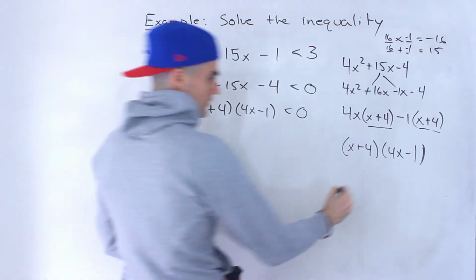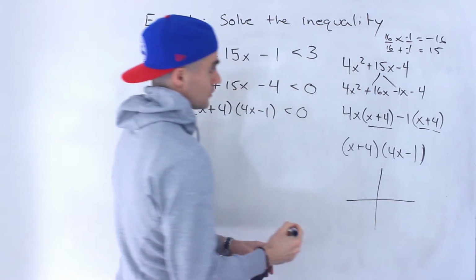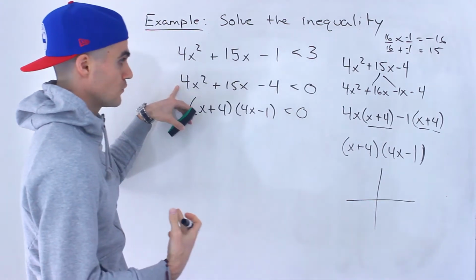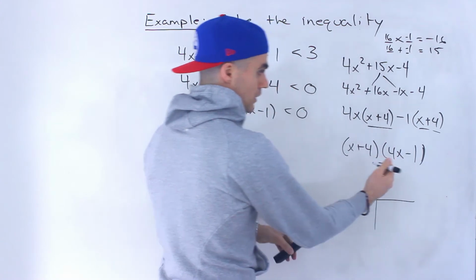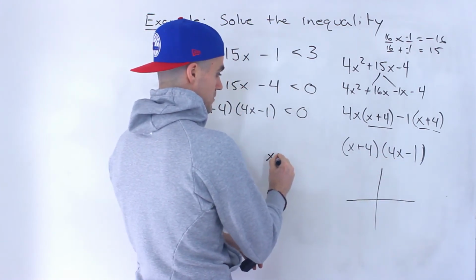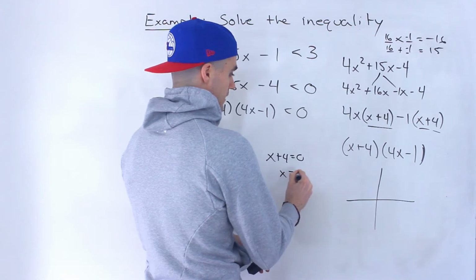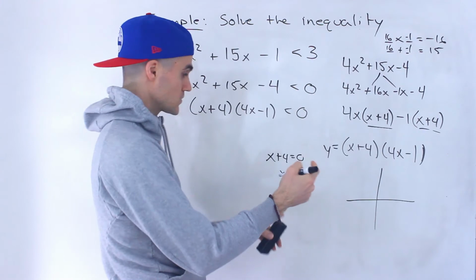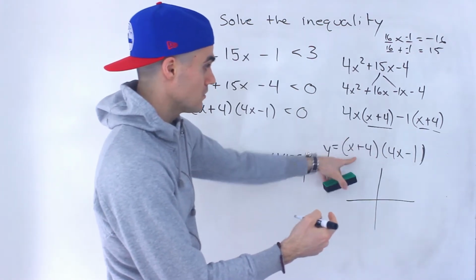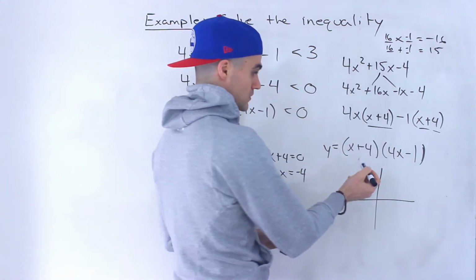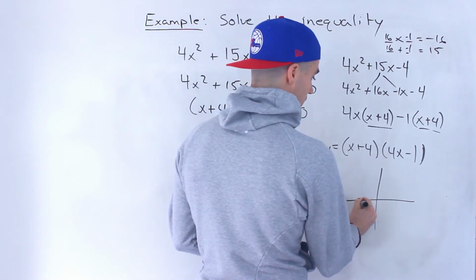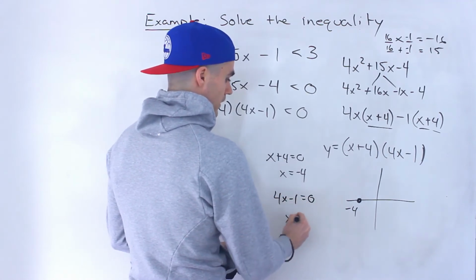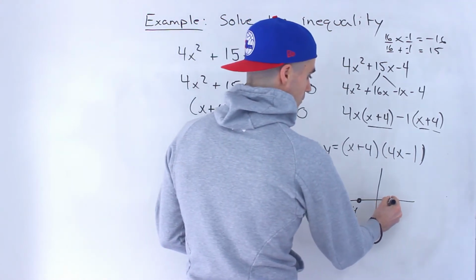What we can do here, this is a quadratic that opens up because the leading coefficient is positive. It's a positive 4. Notice that it's factored here, so we can figure out what the intercepts are. When does x plus 4 equal 0? When x is equal to negative 4. This is like y equals x plus 4 times 4x minus 1. So at an x value of negative 4, this bracket would be 0, which would make the entire thing equal to 0. So x equals negative 4 is one intercept. And when does 4x minus 1 equal 0? When x equals 1 over 4, that would be over here.